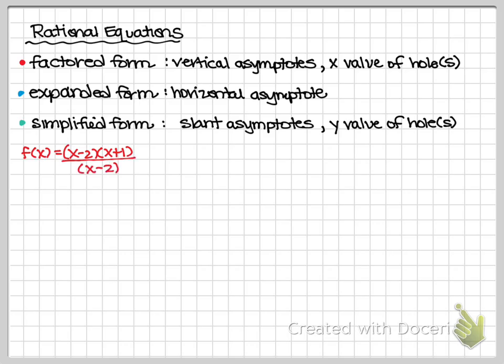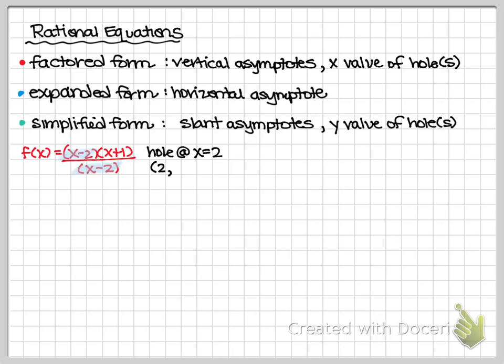In this case, we can take a look at the factored form and see if we have any factors that match top and bottom. If we do, then those factors are going to give us a hole. So we're going to have a hole at x equals 2. We don't write it that way, so we need to write 2 comma. So we're going to go back and use the simplified version of this to find the y value of the hole.